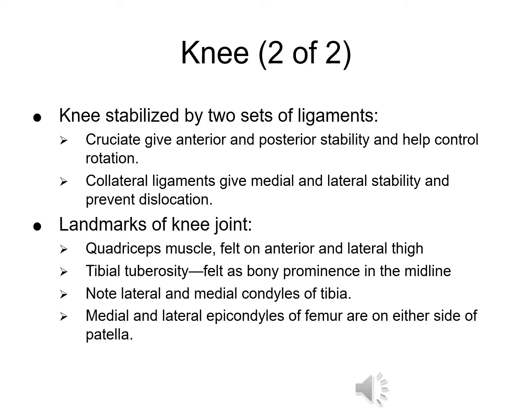The knee is stabilized by two sets of ligaments. The cruciate ligaments, which provide anterior and posterior stability, help control the rotation. And then you have the collateral ligaments. They give the medial and lateral stability and prevent dislocation. So if you're thinking of the MCL and the LCL, that's when you're talking about the collateral ligaments.